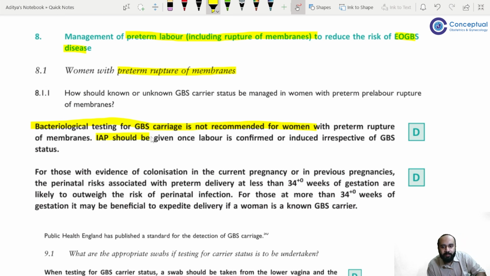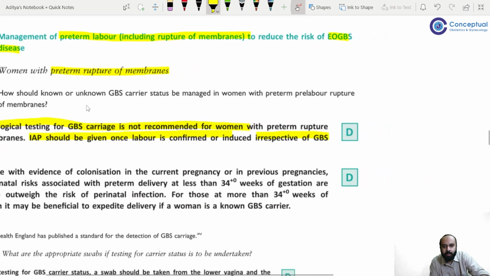So IAP should be given immediately once the labor is confirmed and the labor should be induced irrespective of the GBS status. I repeat again and again, if preterm labor has come to you, immediately induce. I'll just write it over here.